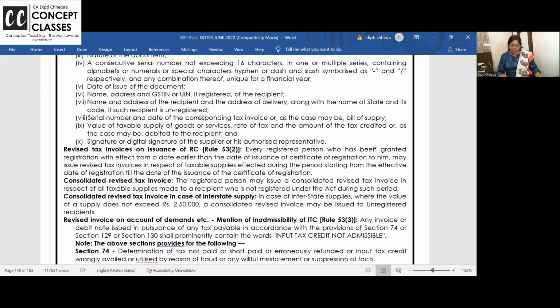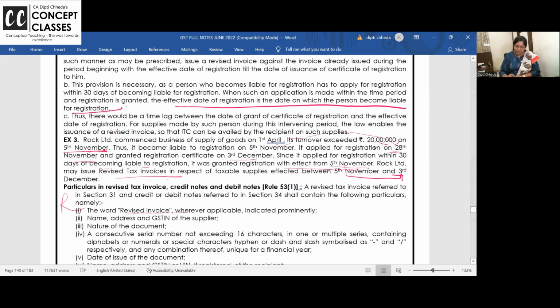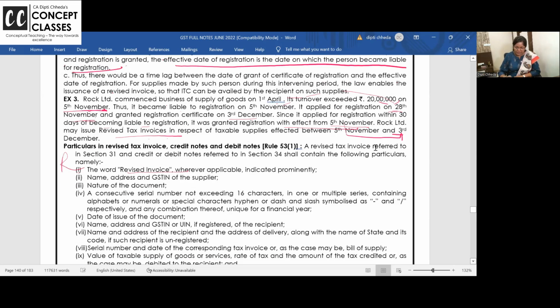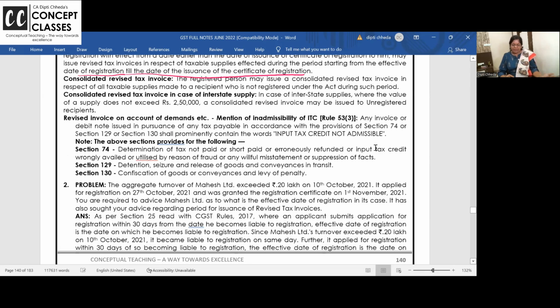Every registered person who has been granted registration with effect from a date earlier than the date of issuance of the certificate of registration may issue a revised invoice in respect of taxes effected during the period starting from the date of registration till the date of grant of the certificate. What is the date of registration here? 5th of November. What is the grant of registration? 3rd December. Right?